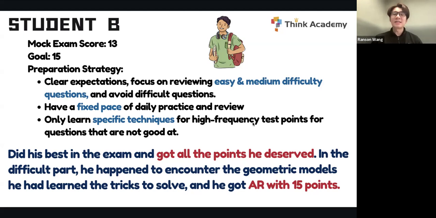So he did his best on the exam and got all the points he deserved. I remember for the first 15 questions, he got 14 points correct. There was only one really silly mistake he made. But for the rest of the questions, he happened to encounter the geometry module, which he had learned the tricks to solve. So eventually, in total, he got 15 of the questions correct. That's why he got the achievement role with 15 points.